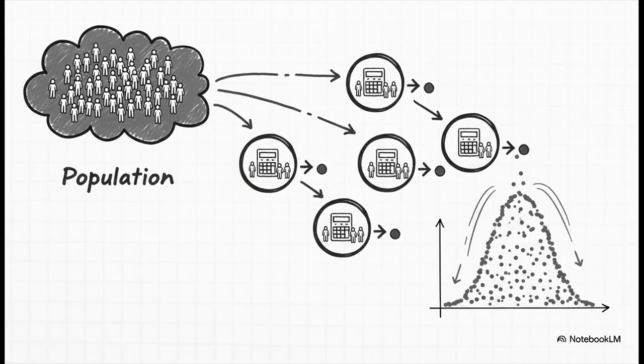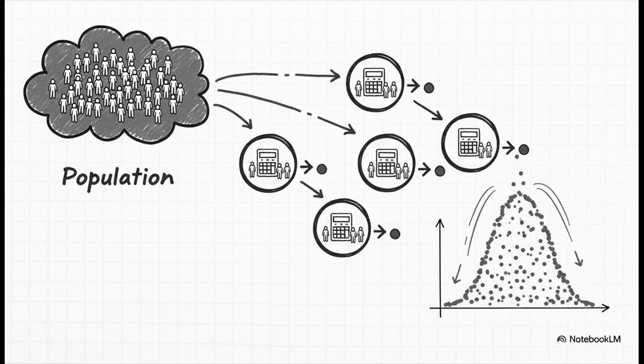Okay, now this next part is a little bit of a brain bender, but it is so important, so stick with me. Imagine we took every single possible sample of, say, 30 people from a population. For each one of those samples, we calculate the average, and then we plot all of those averages on a graph. We'd get a brand new distribution. This is called the sampling distribution of the mean.